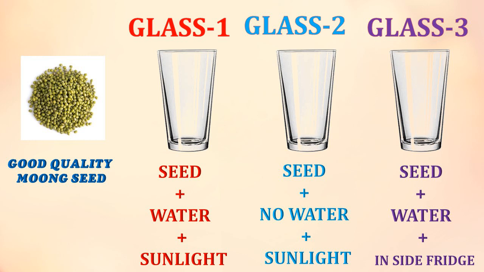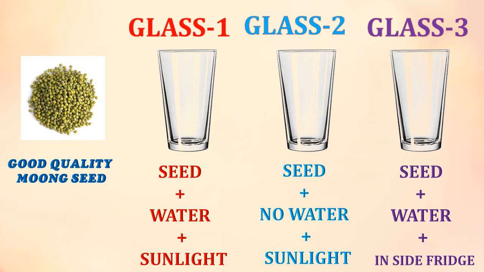From your kitchen, collect some good quality mung seeds. Take 3 glasses. In the first glass, you have to pour seed and water and put it in sunlight. In the second glass, you have to put seed and put it in sunlight, but you don't put water. In glass 3, you have to put water as well as seed, but you have to keep it inside the fridge.